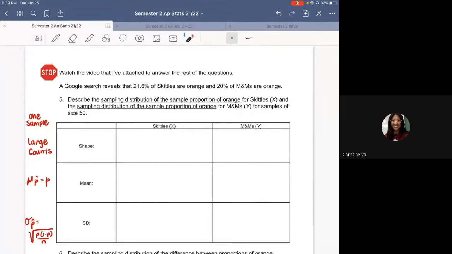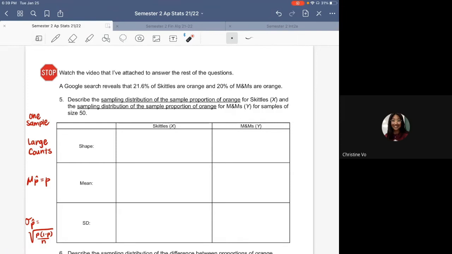So when you do a Google search, it reveals that 21.6% of Skittles are orange, and 70% of M&Ms are orange. They want you to describe the sampling distribution of these two samples individually, okay? We need to figure out individually what the shape is for Skittles and what the shape is for M&Ms. What we can do here is something called large counts, because in general, if we have a lot of Skittles, ideally everything should be normal, and the same with M&Ms.